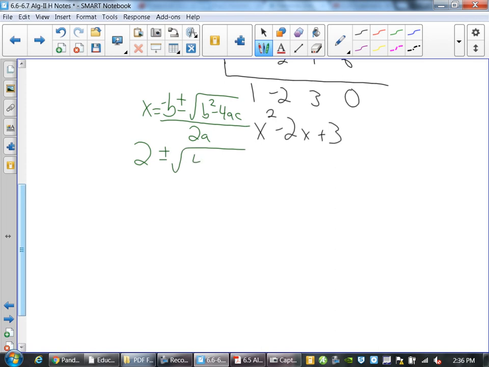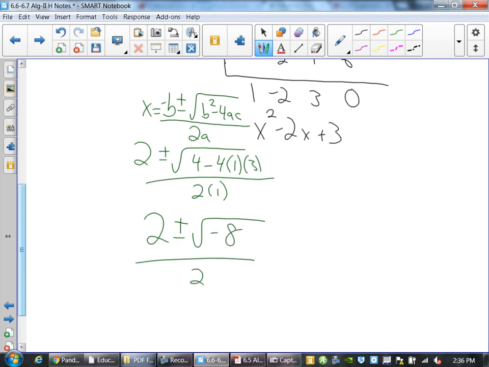Plus or minus the square root, we get 4 minus 4 times 1 times 3, all over 2 times 1. 4 minus 12 is? Negative 8. Which means I'm going to have an imaginary solution. What's the square root of negative 8? 2i root 2. Okay, so this becomes 2 plus or minus 2i root 2, all over 2. That's a lot of 2's.